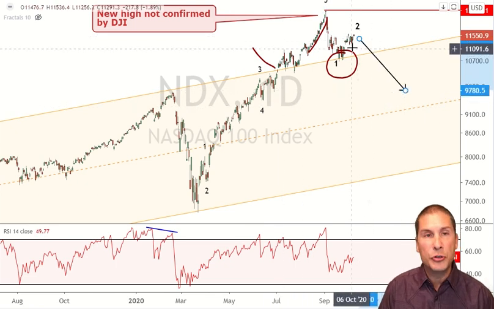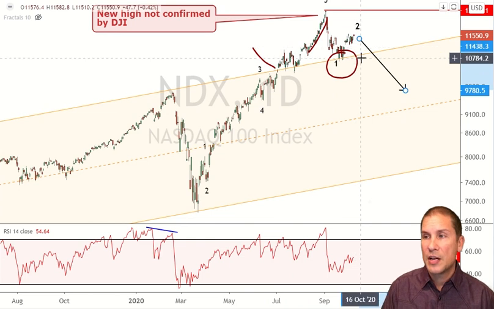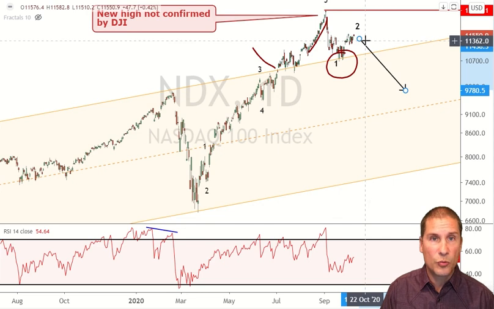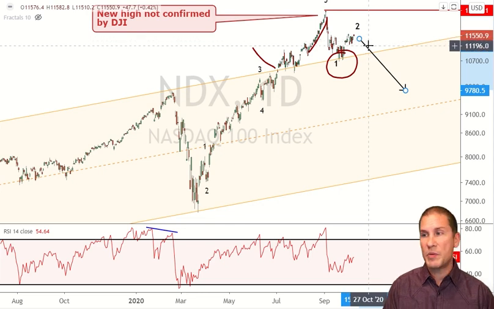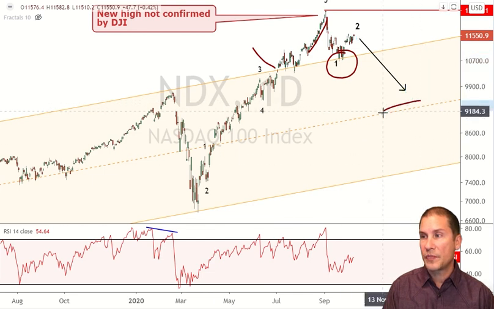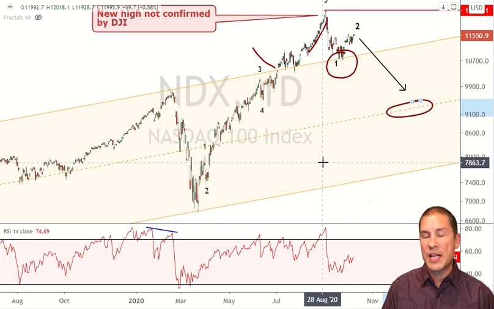Now, once we do pop back inside the channel, if we do, we never know for sure until after, but if we do pop back inside this channel, this market is going to be at risk of moving back down to the midline of the price channel. The midline of the price channel is right here, okay? And that's around the 9,000 mark within Nasdaq. That's about a 30% correction off of the highs.